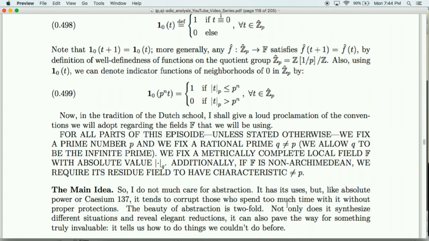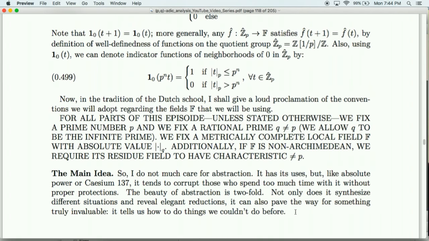So, as I said, I don't care much for abstraction. It has uses, but like absolute power or cesium-137, it tends to corrupt those who spend too much time with it without the proper protection. The beauty of abstraction is twofold. Not only does it synthesize different situations and reveal elegant reductions, it can also pave the way for something truly invaluable. It tells us how to do things we couldn't do before.